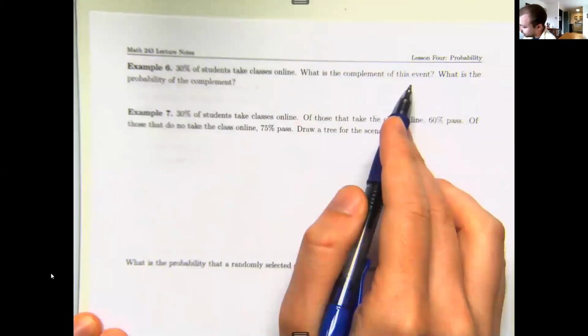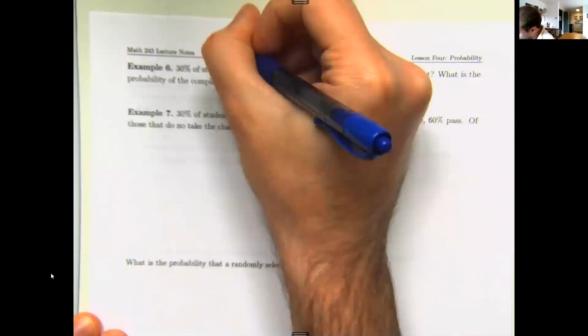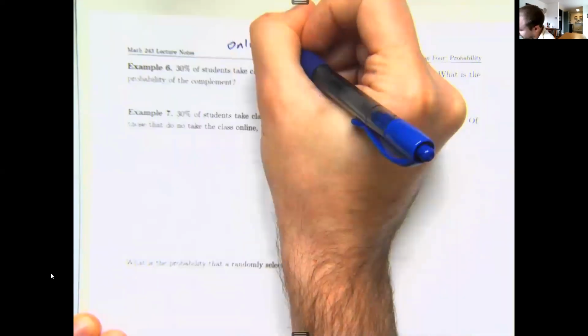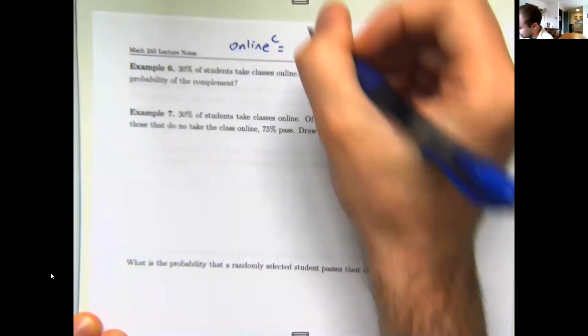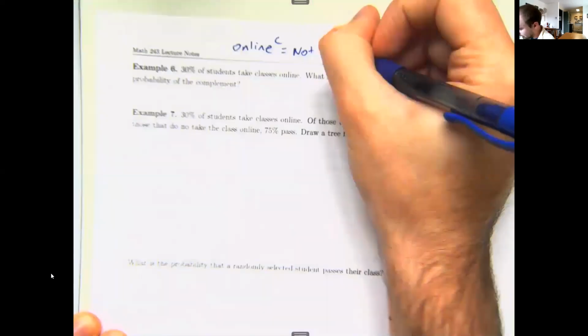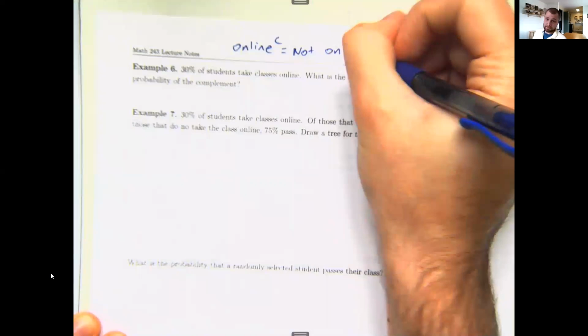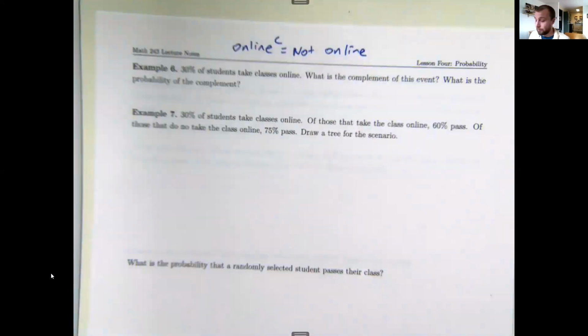30% of students take classes online. What's the complement of this? So online complement, this is, not to be too cheeky, but not online. So maybe that's a hybrid class.